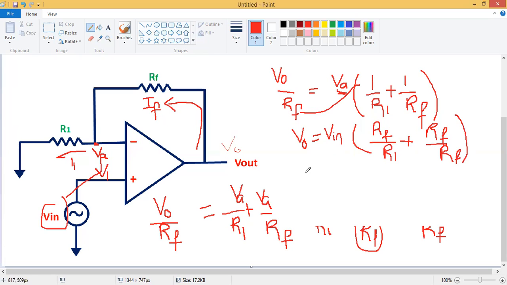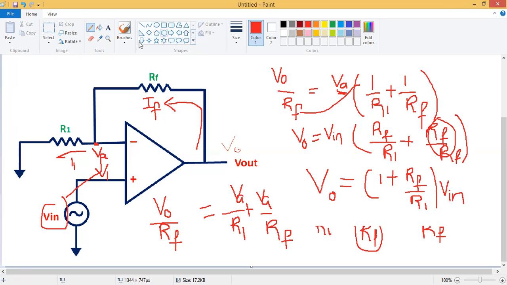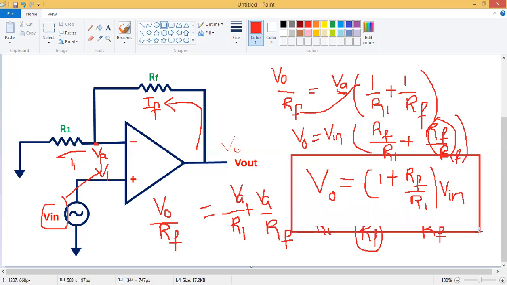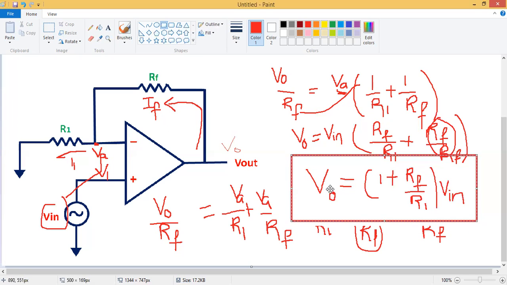Now this entire equation can be written as V naught is equal to (1 plus RF by R1) into Vin. Okay, this is the output voltage expression. This is the output voltage expression for the non-inverting operational amplifier.